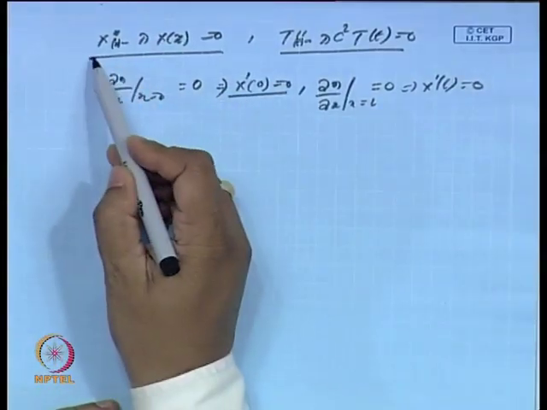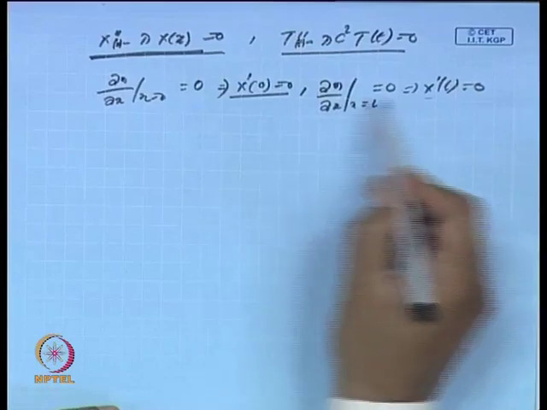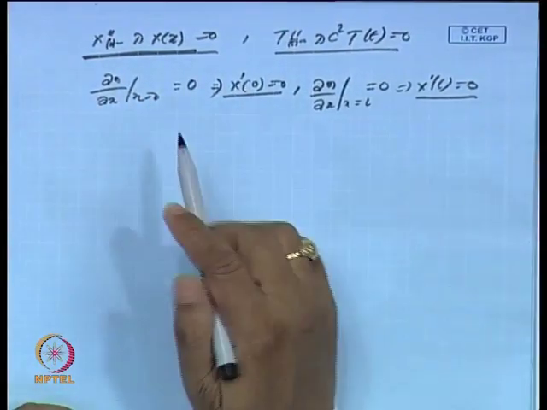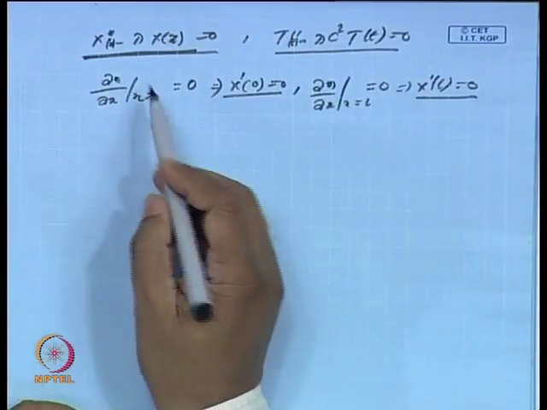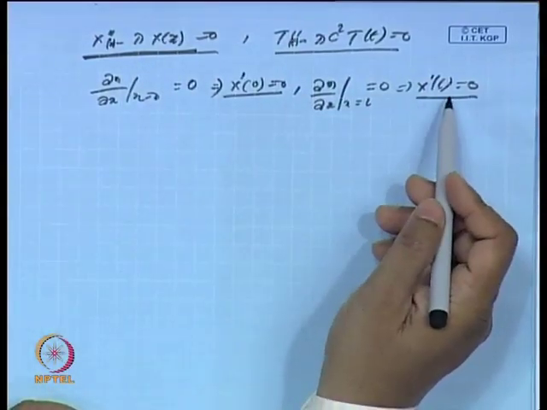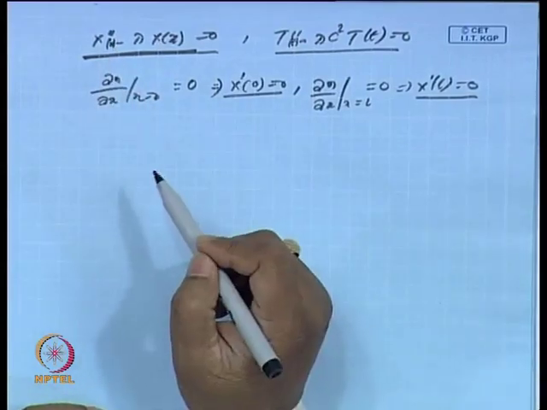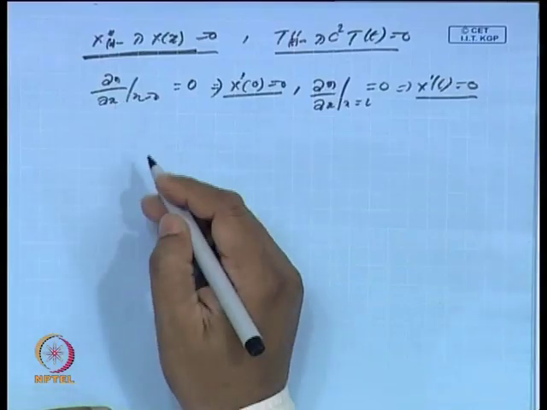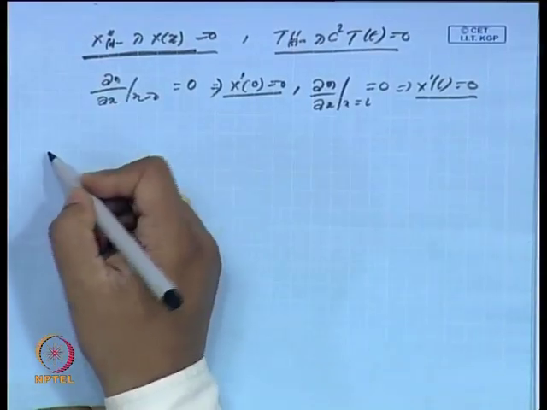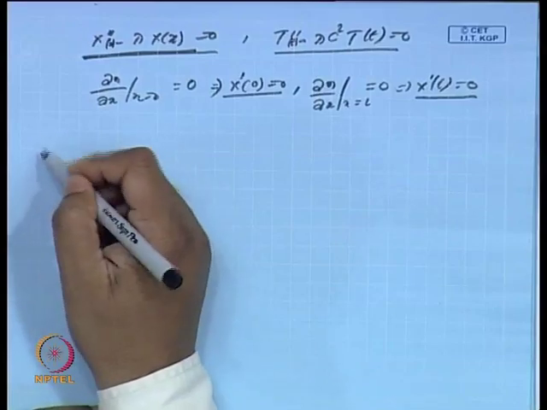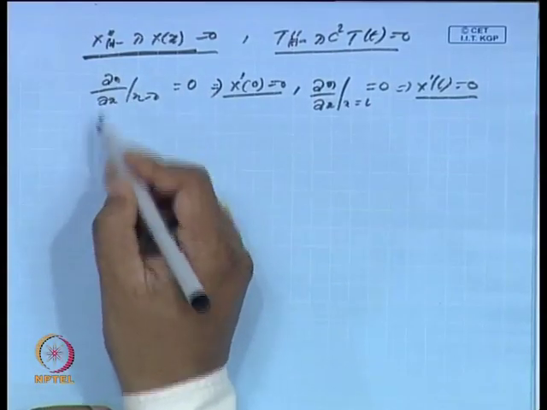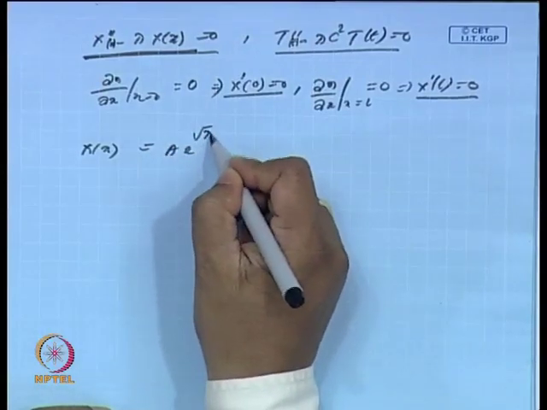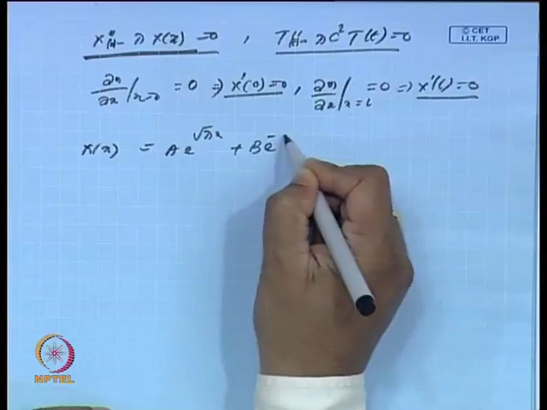So, in x, I have this equation to solve subject to these two conditions. This becomes a Sturm-Liouville type boundary value problem in x, a two point Sturm-Liouville boundary value problem, because the boundary conditions are prescribed at two points, and this is a second order differential equation. Now what will happen to X? My solution of X will be a e to the power root lambda x plus b e to the power minus root lambda x.